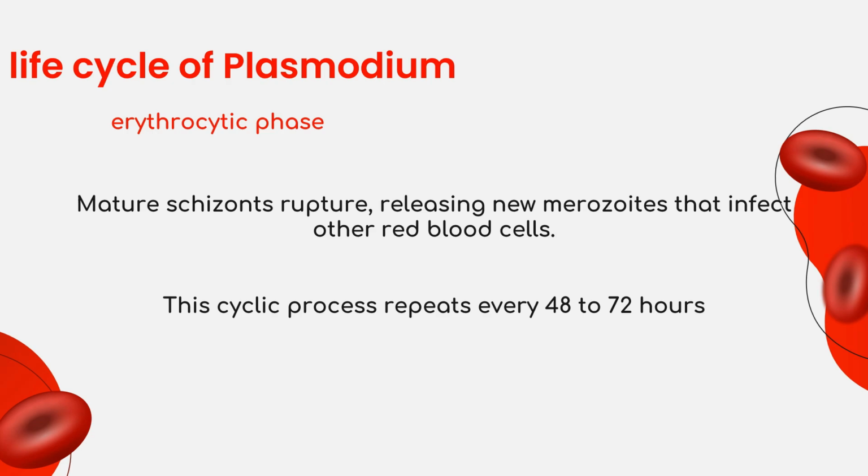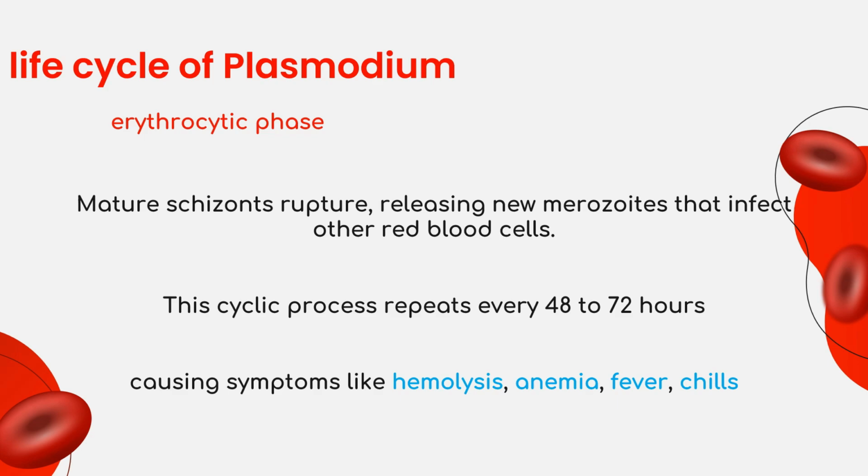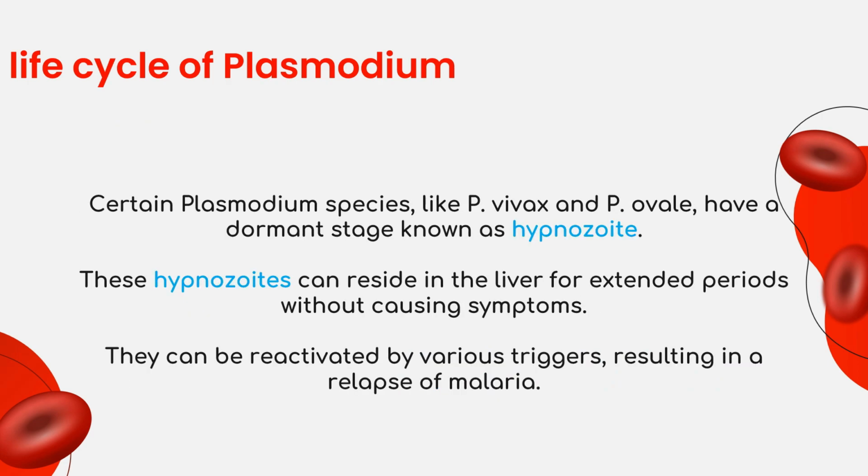The rupture of RBCs causes hemolysis and anemia, as well as fever and chills that coincide with the release of merozoites. This stage of the life cycle is called the erythrocytic phase because it occurs within the RBCs. Some species of Plasmodium, such as Plasmodium vivax and Plasmodium ovale, have a dormant stage called hypnozoite that can stay in the liver for months or years without causing any symptoms. These hypnozoites can be reactivated by various triggers and cause a relapse of malaria.